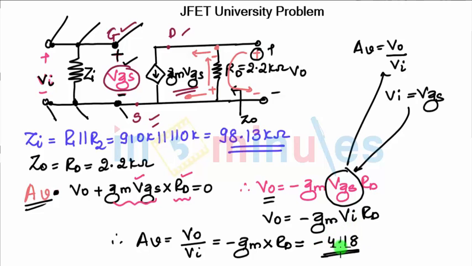Since it is voltage gain, you don't have any unit for it, and if the mod of voltage gain is asked, you can say 4.18 is the mod. Since it is a common source amplifier, there is a 180 degree phase shift, so you have a negative sign incorporated in the voltage gain equation.